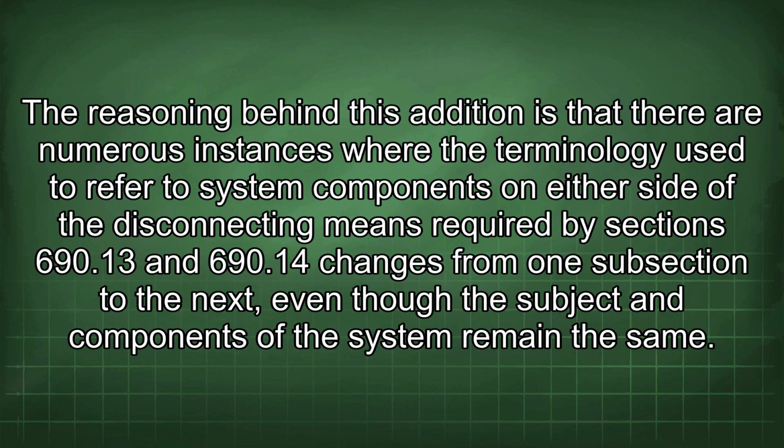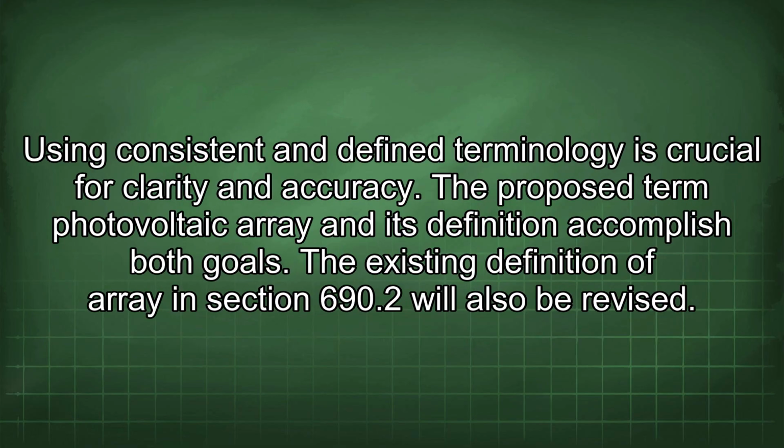The reasoning behind this addition is that there are numerous instances where the terminology used to refer to system components on either side of the disconnecting means required by Section 690.13 and 690.14 changes from one subsection to the next, even though the subject and components of the system remain the same. Using consistent and defined terminology is crucial for clarity and accuracy. The proposed term photovoltaic array and its definition accomplish both goals.